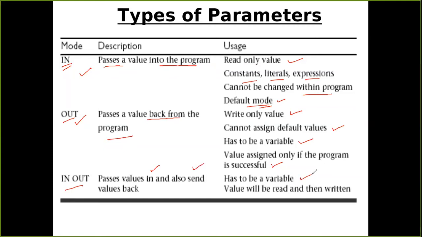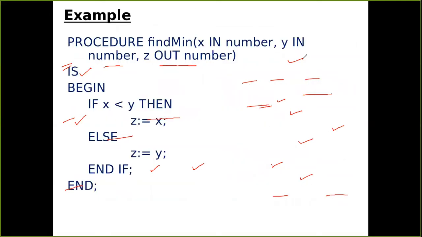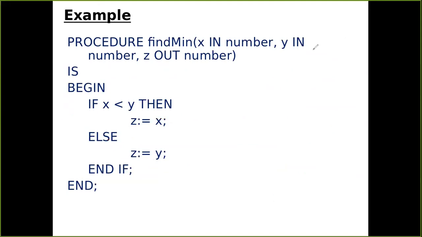And it again has to be a variable, and the value will be read and then written. Both modes will be there. So this is an example of how you can use all this in a procedure. Find min. X is the name of the variable. In specifies that you will pass the values from the outer world to this particular variable, and number is the data type of variable X. Similarly, Y in number will again receive the values from the outer world.